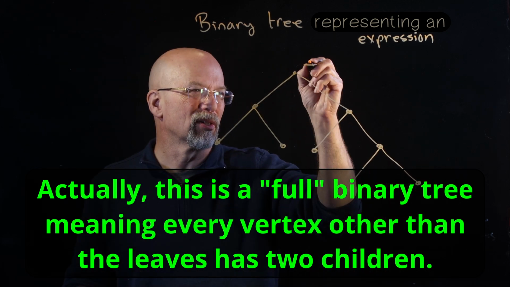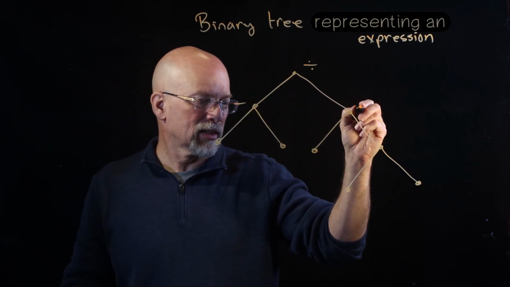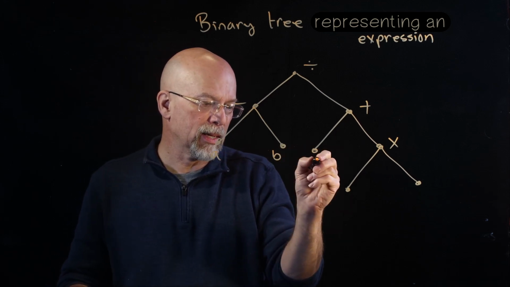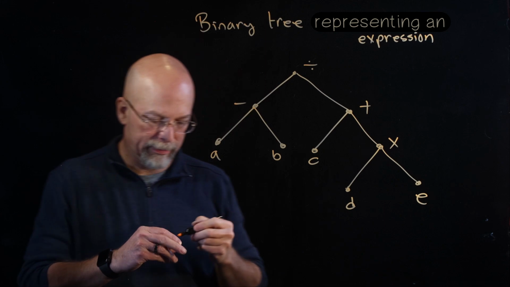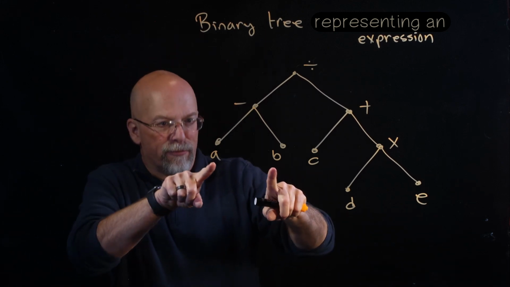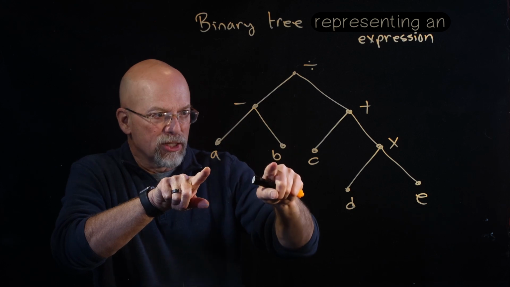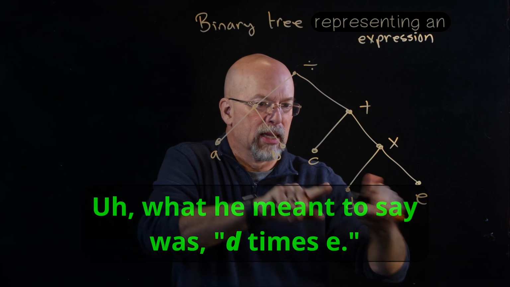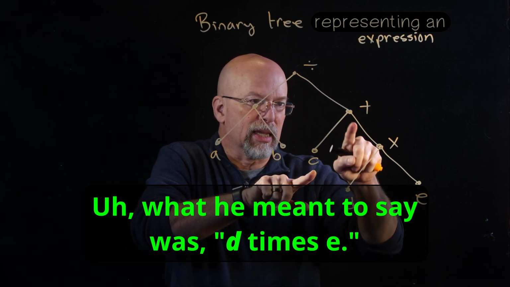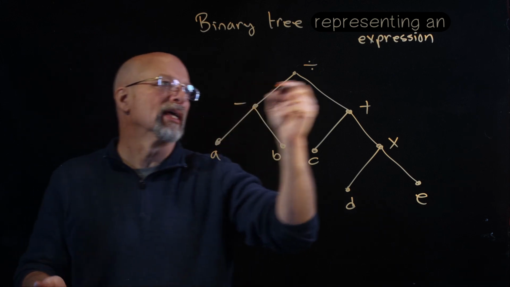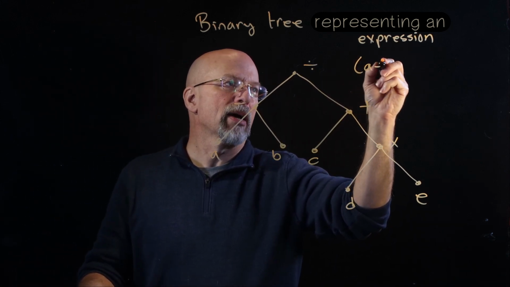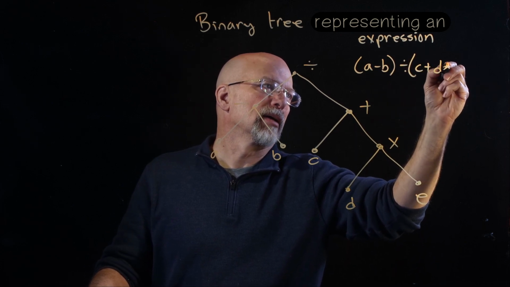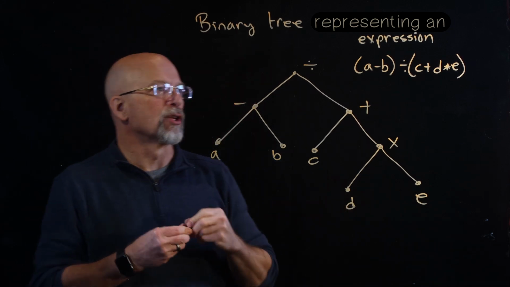There's my subtree. So let's do division, minus, plus, times, and then all the leaves are actually going to be numbers. We'll just put A, B, C, D, E. All right. Now what this represents is first you have A minus B is divided by C plus D times E. And so the full expression is A minus B divided by C plus D times E. All right? And so there's the expression.